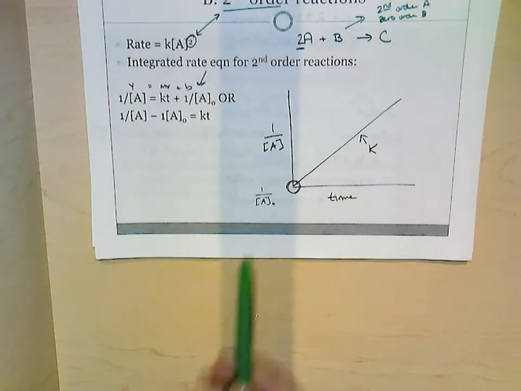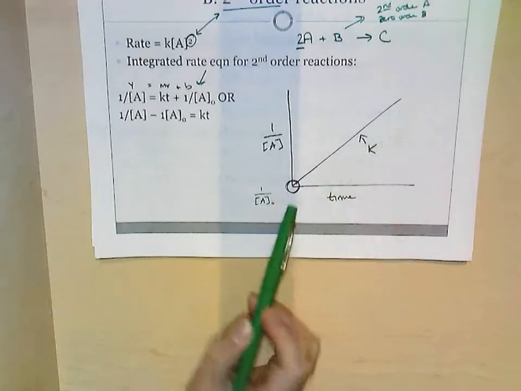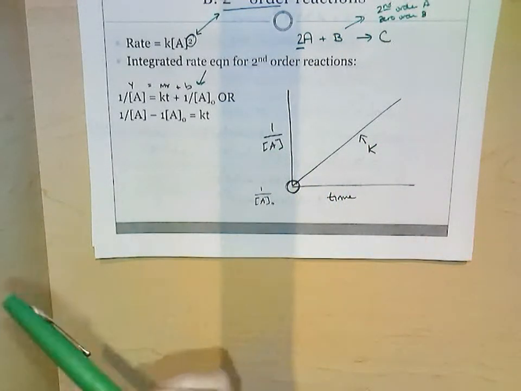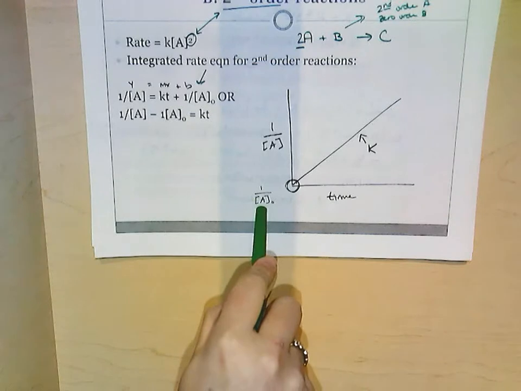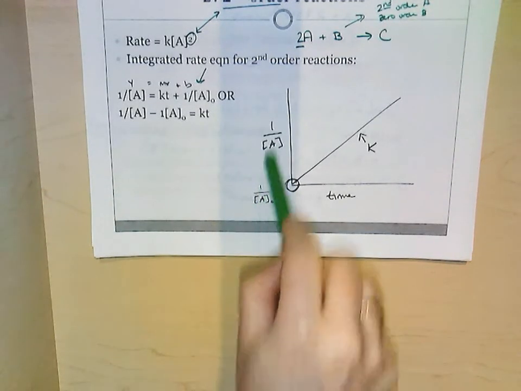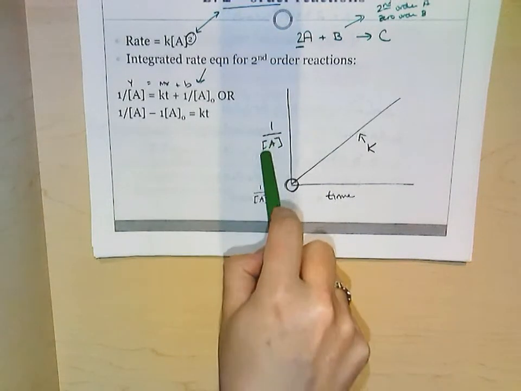So this is my initial concentration, and the slope is positive, which means that as time increases, my 1 over concentration also increases, which makes sense, right? Because initial concentration should be bigger than any other point in the equation. So as the denominator gets smaller, the fraction gets bigger.